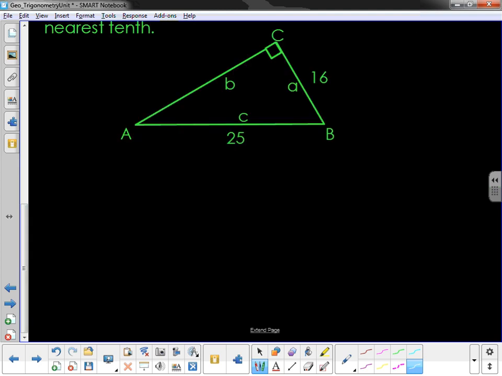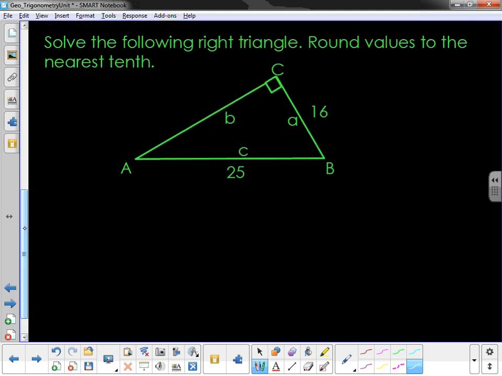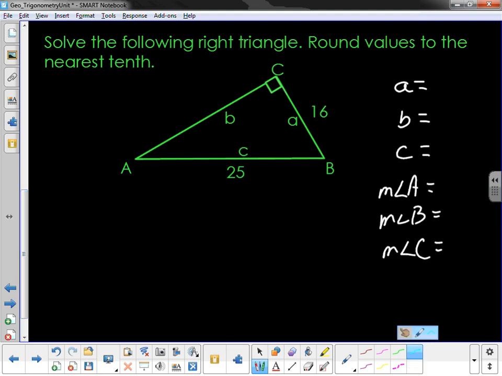So let's try this right here. Here I have a triangle, and I want to solve this triangle. That means I need to know the length of side A, side B, and side C. I also need the measure of angle A, angle B, and angle C. So the easiest thing to do is put that list down and then put what you know. I know C is 25. I know A is 16. I know angle C is 90 degrees. I already have 3 of the 6. I'm only looking for the other 3.